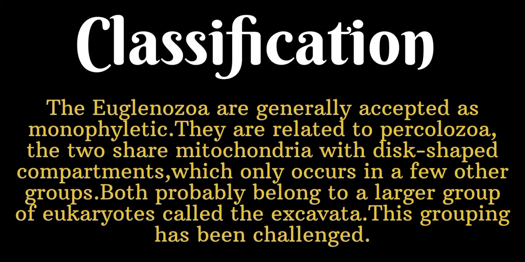Classification of Euglenozoa. The Euglenozoa are generally accepted as monophyletic. They are related to Percolozoa. The two share mitochondria with disc-shaped cristae, which only occur in a few other groups. Both probably belong to a larger group of eukaryotes called the excavates. This grouping has been challenged.